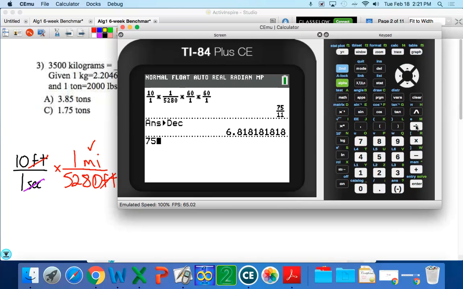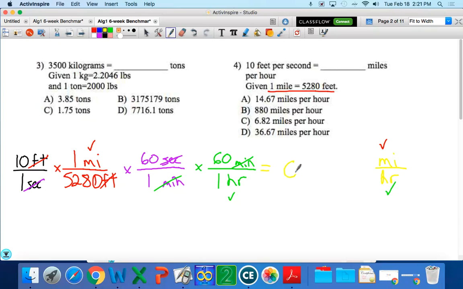Again, you can also just do the division itself. Remember, a fraction is just a really fancy way to do division. 75 divided by 11 is, again, 6.8181, which rounds off to be 6.82 miles per hour.